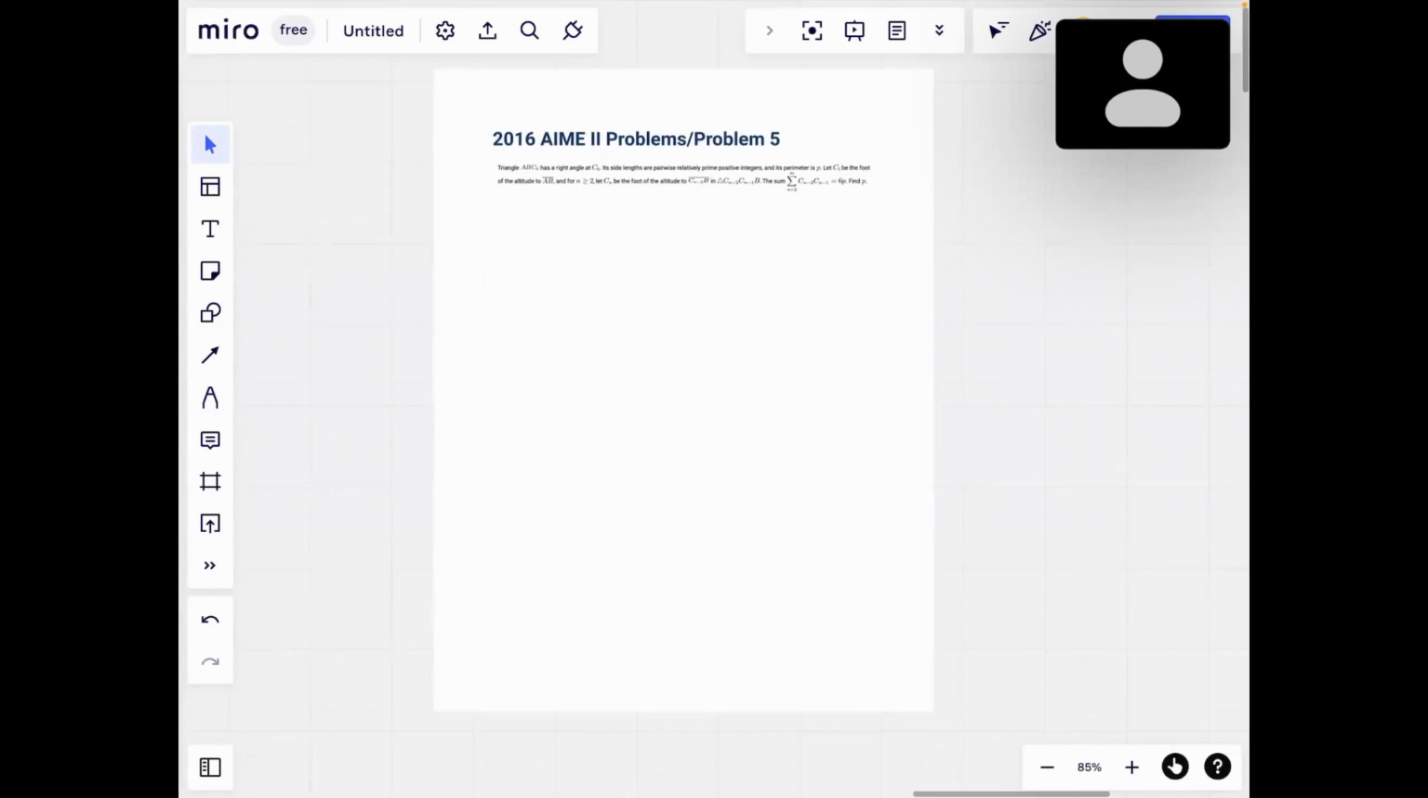So let's read it. Triangle ABC0 has a right angle at C0. Its side lengths are pairwise relatively prime positive integers, and the perimeter is p. Let C1 be the foot of the altitude to AB, and for n greater than or equal to 2, Cn be the foot of the altitude from Cn-2 in triangle Cn-2 Cn-1 B. The sum of that is equal to 6 times p. Find the value of p.